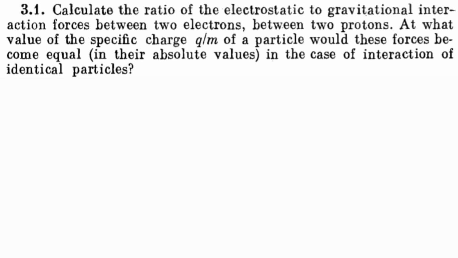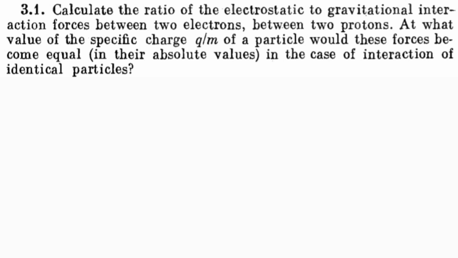So let us begin with the problem solving series for electrostatics. So we are beginning with the first problem, and the first problem is stating: calculate the ratio of the electrostatic to gravitational interaction forces between two electrons, between two protons. At what value of the specific charge q by m of a particle would these forces become equal in their absolute values in the case of interaction of identical particles?